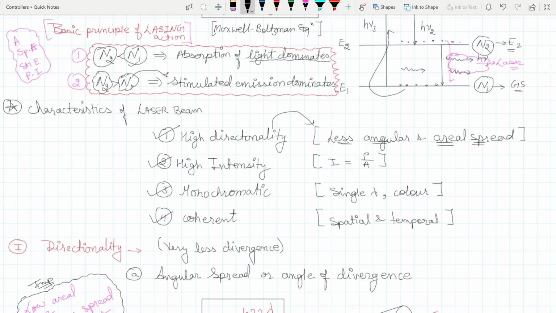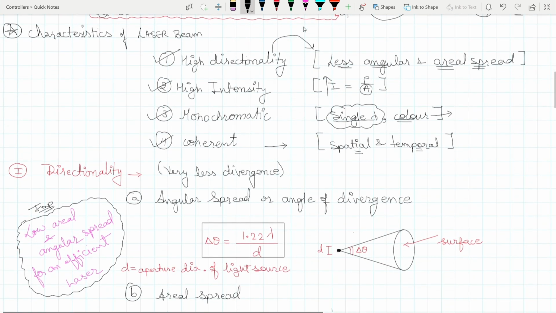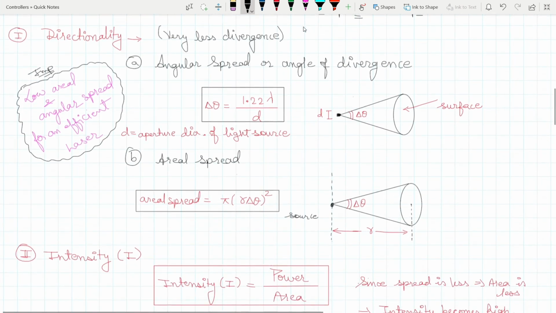Next is high intensity. As you all know, if there is less angular or areal spread, the intensity will be high. Monochromatic means it is composed of a single wavelength, of one color only. Coherent means the coherence phenomenon is just the phase relationship of the electromagnetic radiation. There are two types, spatial and temporal coherence. I'll try to make you understand these points in the coming video. The first point we are going to discuss is directionality.